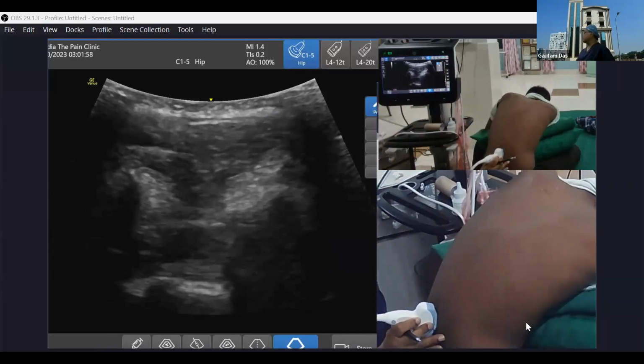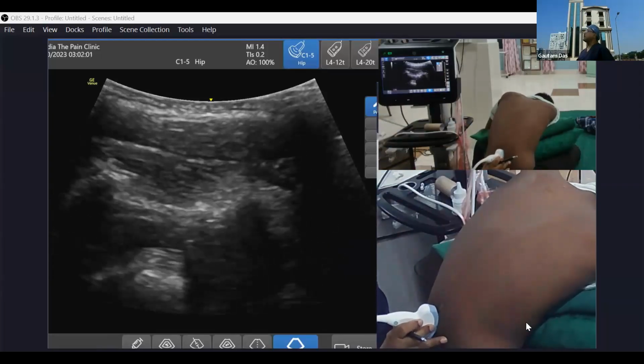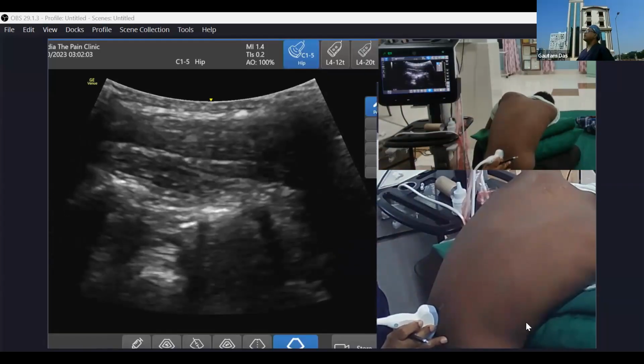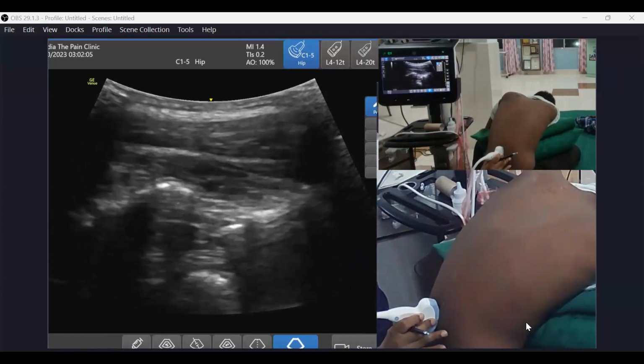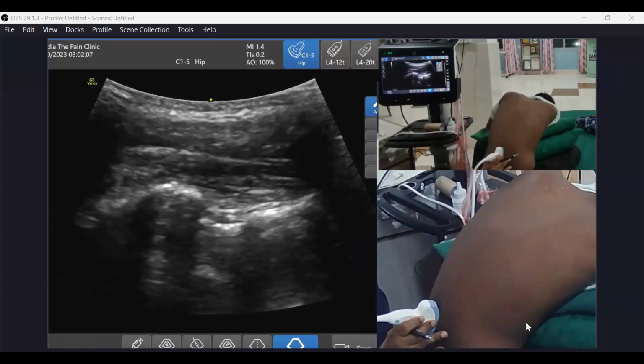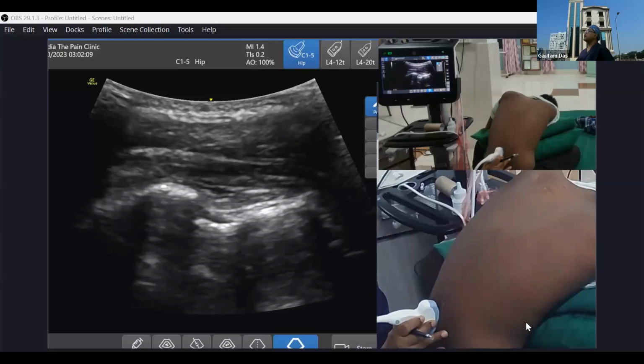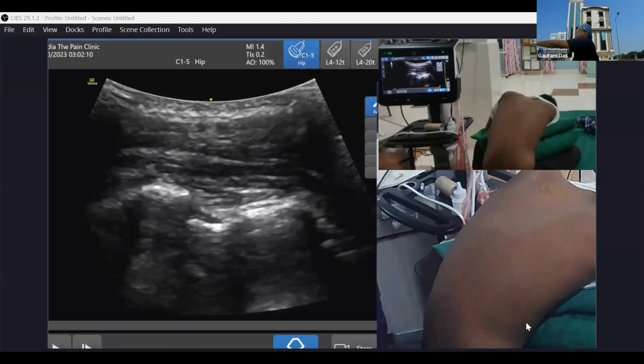I'm going more medially and I'm tilting the probe. When I'm tilting the probe, this is also known as the horse head view, it looks like a horse head. So this was your ligamentum flavum. This black area is the posterior epidural space, and here is your anterior complex. Right? So this was in the long axis.